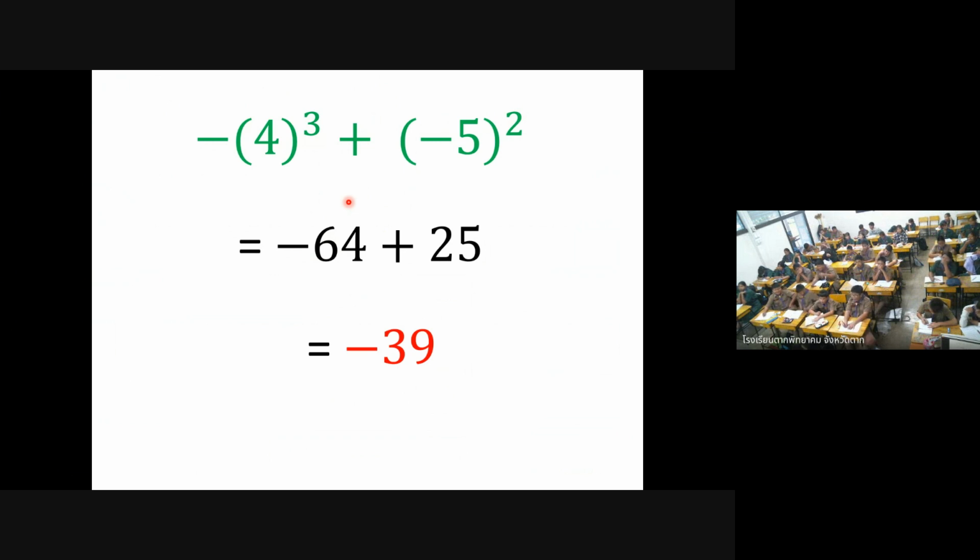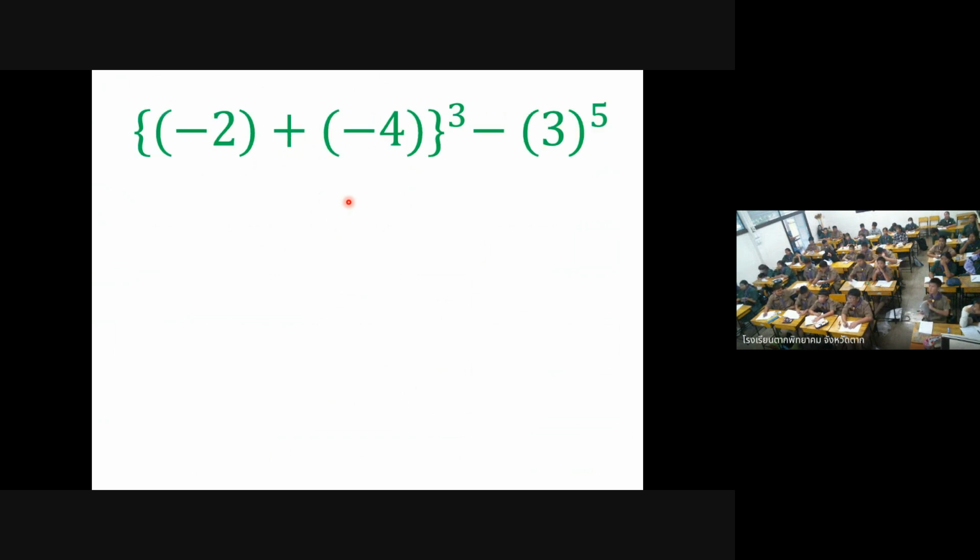Next. You already have 1 point. Give chance. Next. Ready? Negative 2 plus negative 4 to the power of 3 minus 3 to the power of 5.